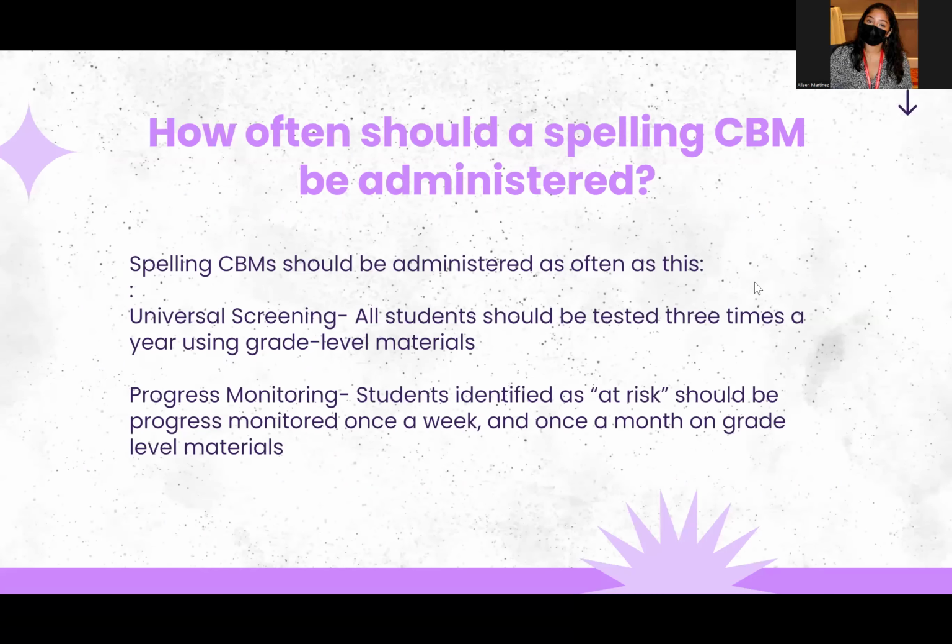So, how often should a spelling CBM be administered? They should be administered as often as this. Basically, when it comes to universal screening, all students should be tested 3 times a year using grade level materials. So, that's at least 3 times a year for all students.